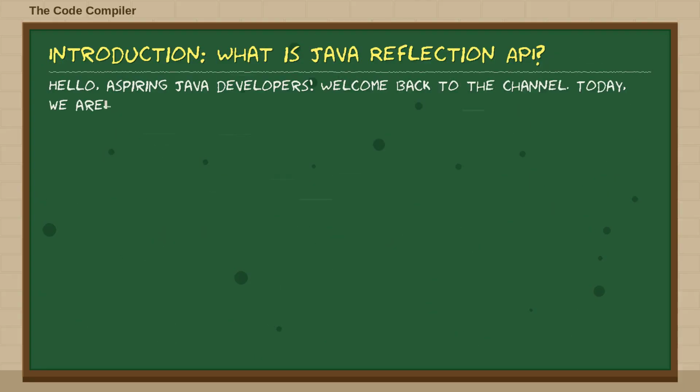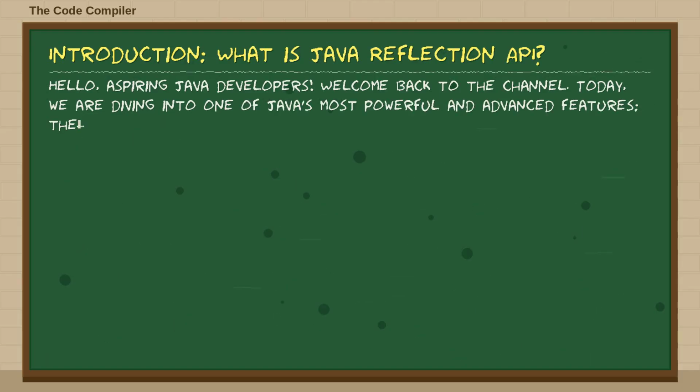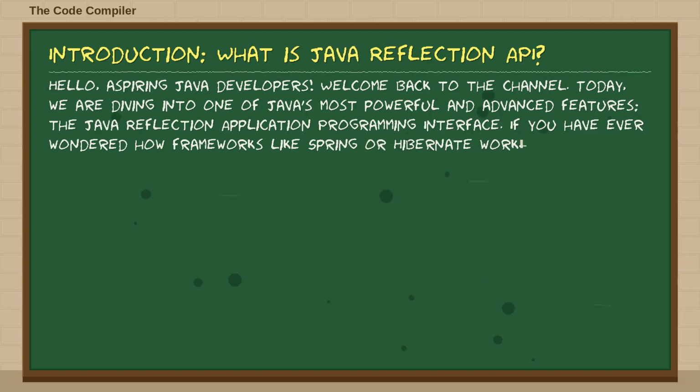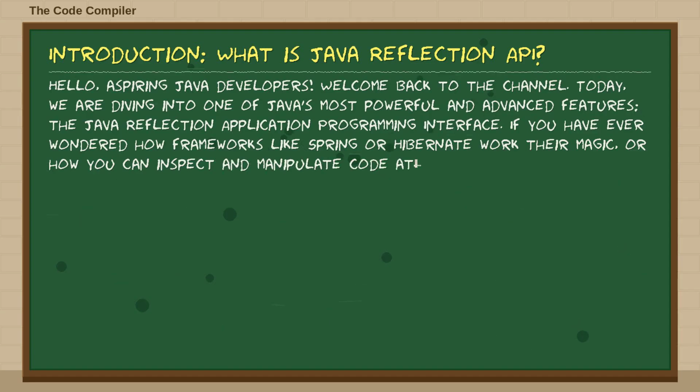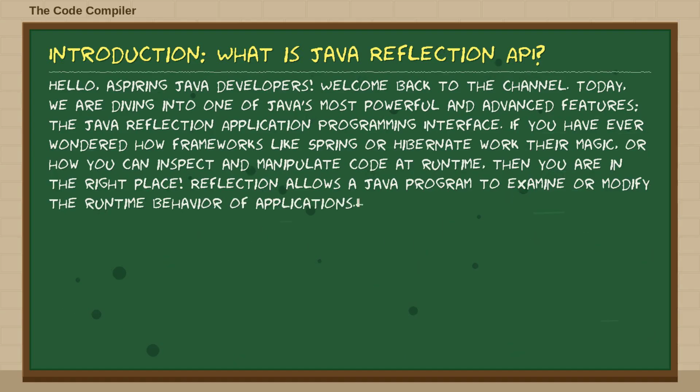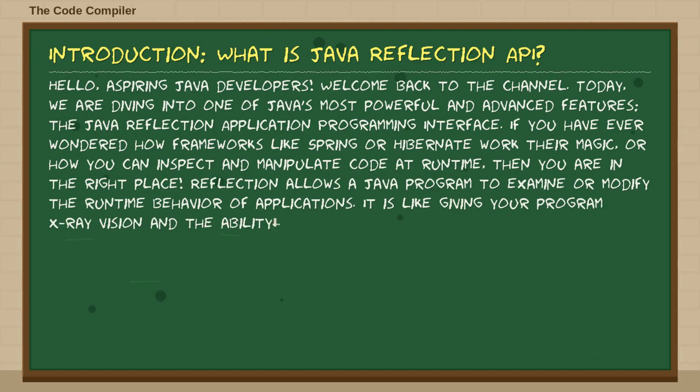Today, we are diving into one of Java's most powerful and advanced features, the Java Reflection Application Programming Interface. If you have ever wondered how frameworks like Spring or Hibernate work their magic, or how you can inspect and manipulate code at runtime, then you are in the right place. Reflection allows a Java program to examine or modify the runtime behavior of applications. It is like giving your program X-ray vision and the ability to change things on the fly.